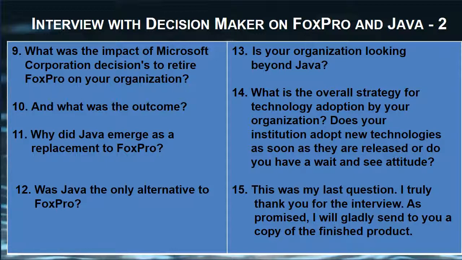What is the overall strategy for technology adoption by your organization? Does your institution adopt new technologies as soon as they are released, or do you have a wait-and-see attitude? Here, our strategy responds to three fundamental concepts: reliability, which mandates that we are consistent in providing our services; recoverability, which requires that we are fit to quickly recover from disasters; and adaptability, which defines our capabilities to face change in technological and business climates, including technological innovations today and tomorrow.